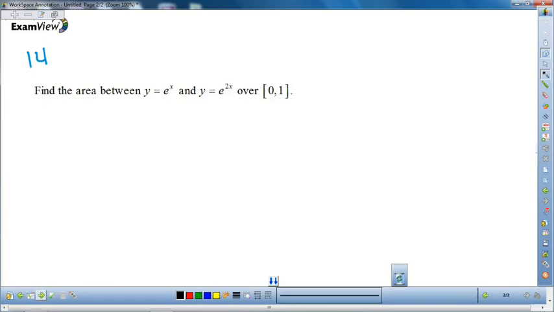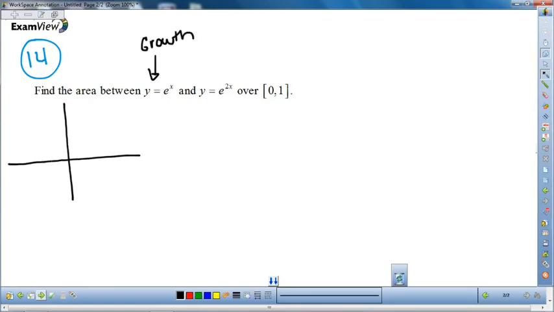Number 14 is asking us to find the area between the two curves. We're not going to use our calculator because you need to know how to graph e to the x. Notice that this is a growth curve, so it's going to start low and go high. e to the 2x is actually going to be a little bit steeper. This is a graph that you need to know more or less how to sketch.